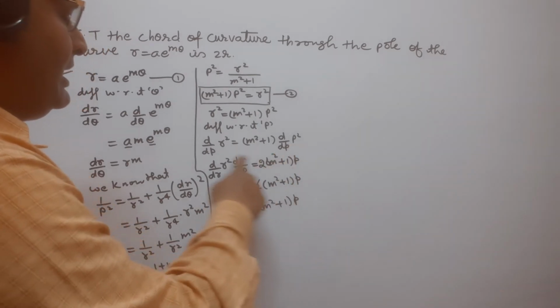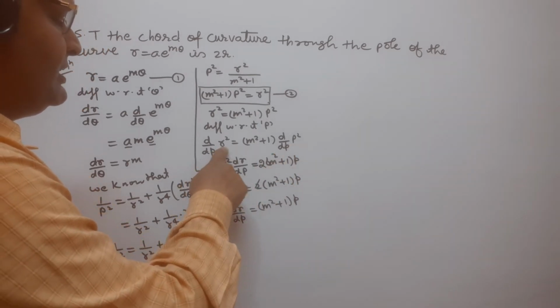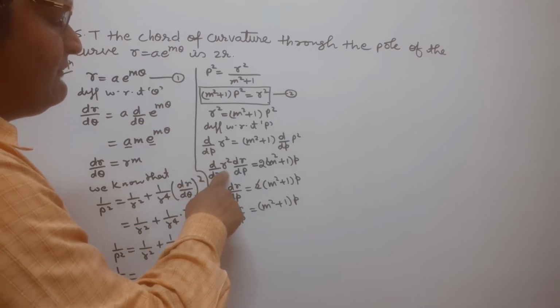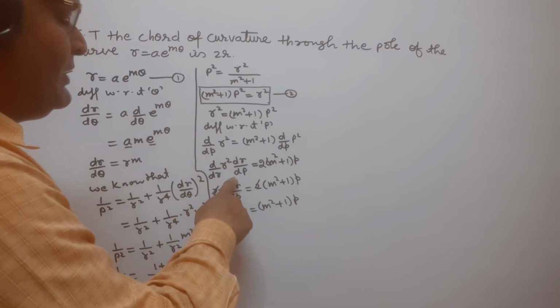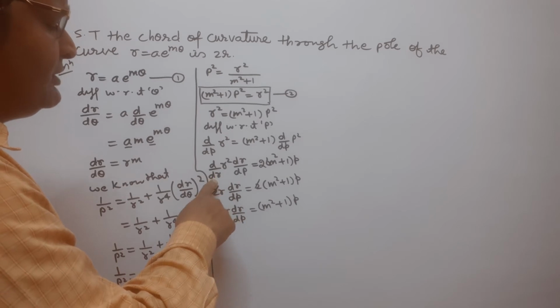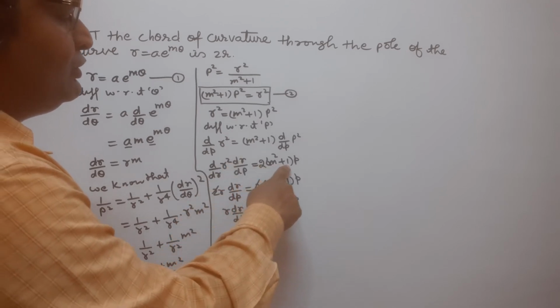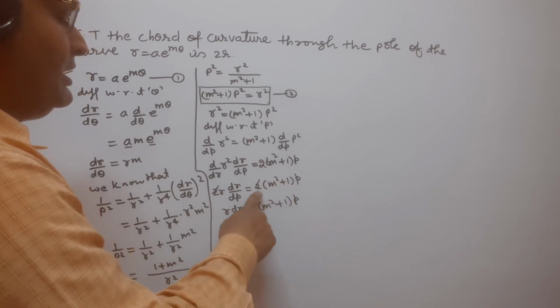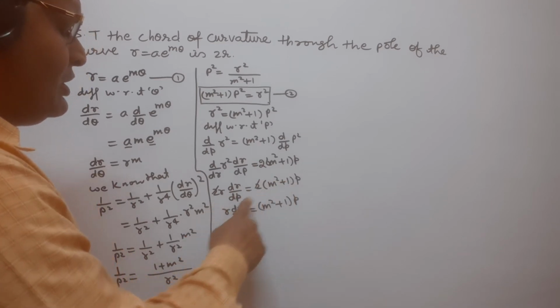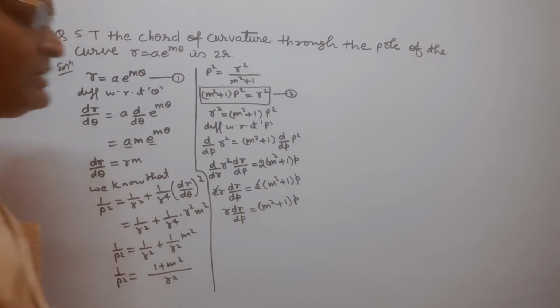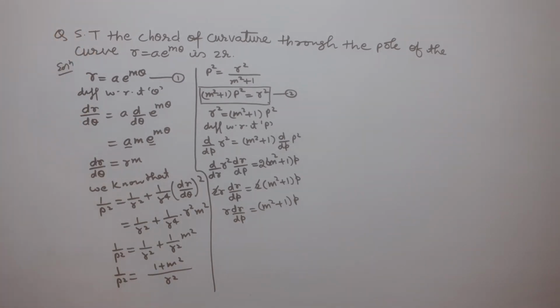p square का p के रिस्पेक्ट में डिफरेंशिएशन होगा 2p, और r square का p के रिस्पेक्ट डिफरेंशिएशन निकालने के लिए इसको लिखेंगे d by dr of r square multiplied by dr by dp. Now differentiation of r square with respect to r is 2r multiplied by dr upon dp is equal to 2 times m square plus 1 into p. Now 2 from both the sides cancel out, so r dr by dp is equal to m square plus 1 into p.